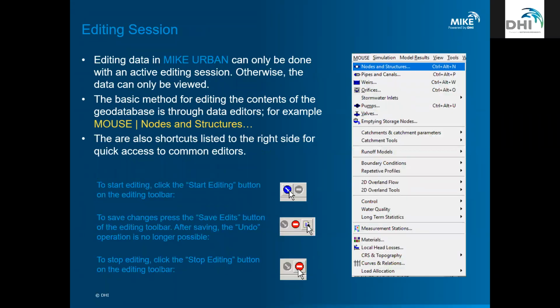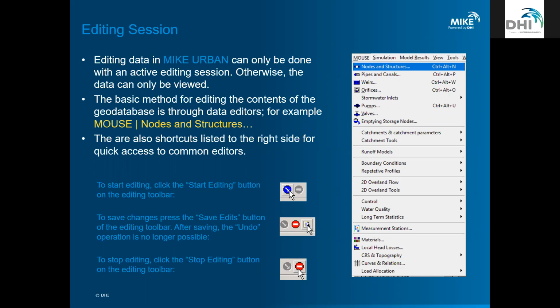So the most important step when you start modeling is starting an editing session. The editing session allows you to make changes; otherwise you can just go through all the menus and look at the data, but it won't save it. For instance, if you wanted to build some new maintenance holes, you would go into the MOUSE menu, Nodes and Structures, and you'll see that all of these editors will be grayed out if you are not in an editing session. On the top toolbar there's a blue arrow, and that's how you start it.